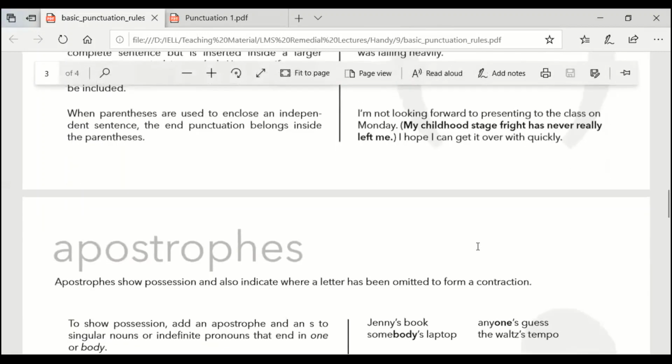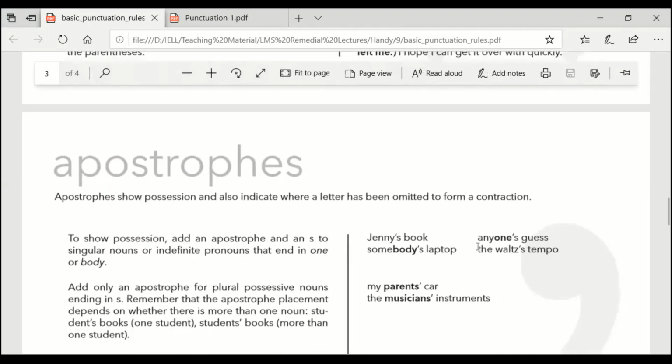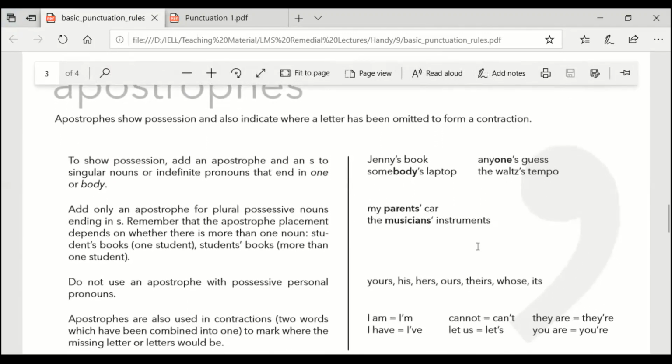Okay, moving forward, apostrophes. The use of apostrophes is again very common and pretty simple. We use them to show possession. For example, we say Jenny's book or Sarah's writing, Sarah's remarks, or somebody's laptop. So here we put an apostrophe and then we use s to show someone's possession, that it's her book, it's his pen, or it's his idea, or something like that. So we use an apostrophe before an s.